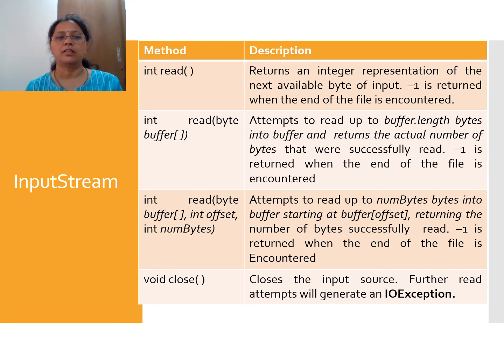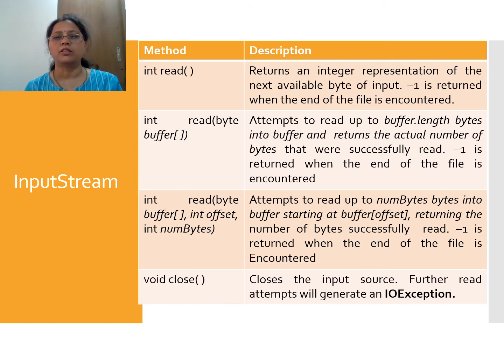Here you can see the first read method does not take any parameter. Second read method takes one parameter, that is a buffer array of type byte. Then the third read method takes three parameters. First parameter is the array, second is offset, and third is the number of bytes. So let us see each method one by one.